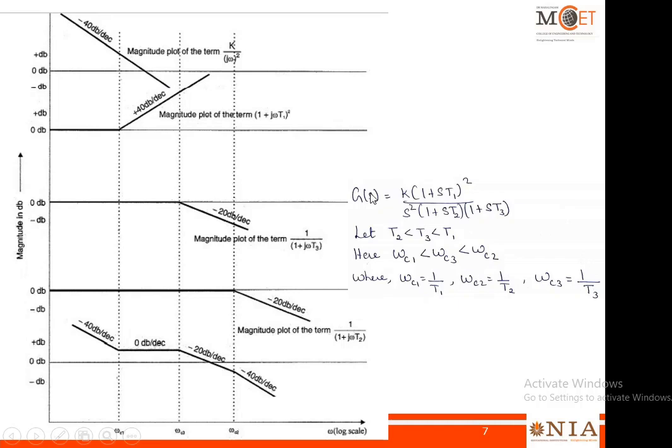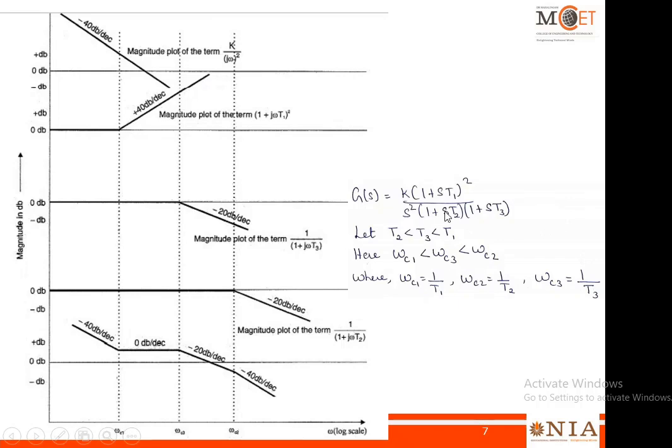Then if I draw it for the first cutoff frequency, that is omega c1, the term is (1 plus s t1) the whole square. Here s is in the numerator, but it is squared, so that means plus 40 dB after the cutoff frequency 1 by t1. After the cutoff frequency omega c1, it contributes plus 40 decibels. This is for the second term.